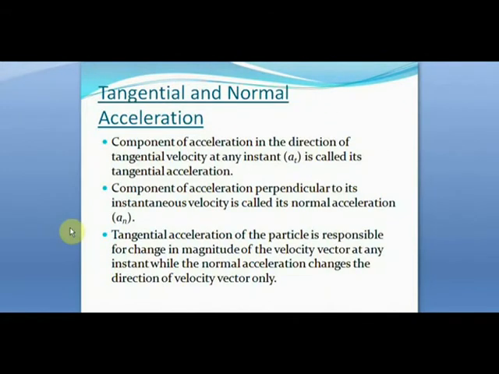Now let's discuss tangential and normal acceleration. If an object is moving around a circle, there can be two kinds of acceleration which may be acting upon it. One is called tangential acceleration, which is the component of acceleration in the direction of tangential velocity, and the other one is called normal acceleration, which is a component of acceleration perpendicular to its tangential velocity. Now let's understand these two accelerations with the help of an animation. So let's first see this animation.